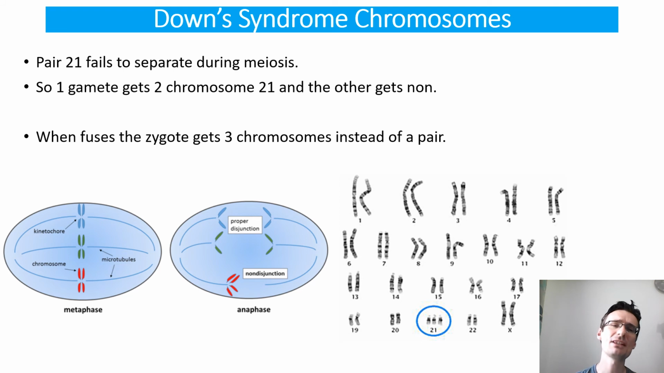Now, with Down syndrome, particularly pair 21 fails to separate. So one of the gametes gets an extra chromosome basically, and one of the gametes gets none. So whoever has Down syndrome will get 3 chromosomes in pair 21. If the other egg or sperm, without that chromosome, got fertilized, it wouldn't survive. Okay, so that is Down syndrome, and what causes that.